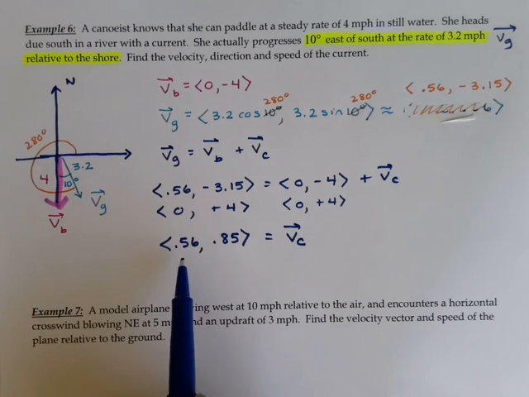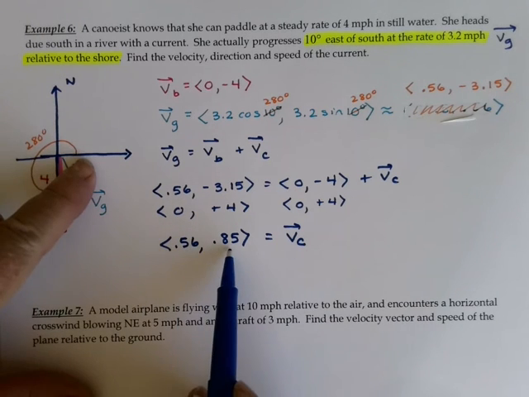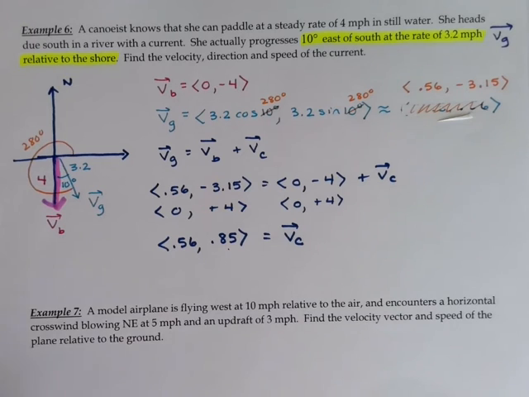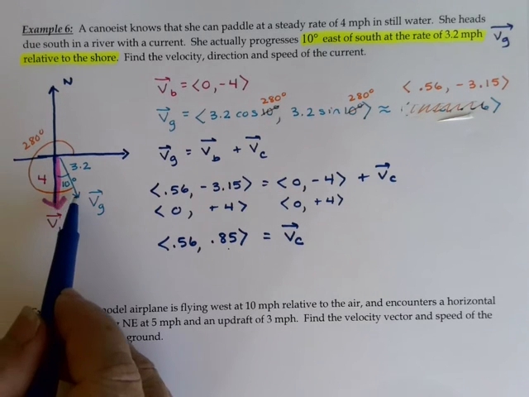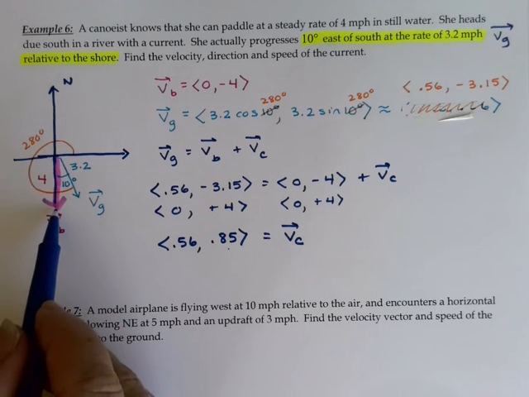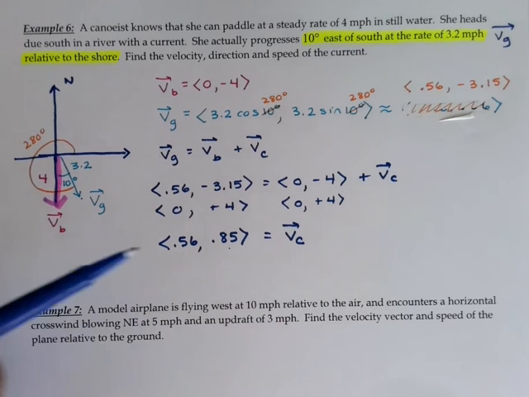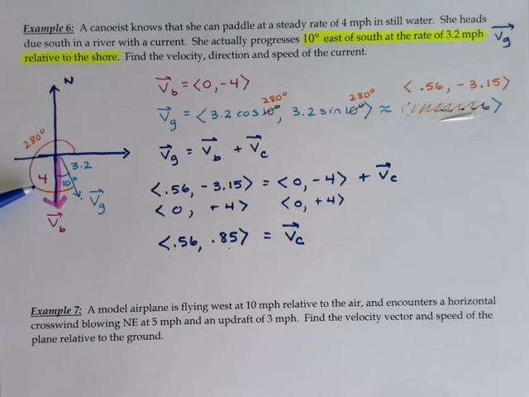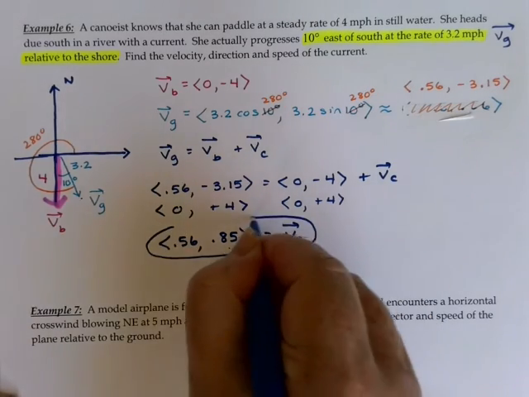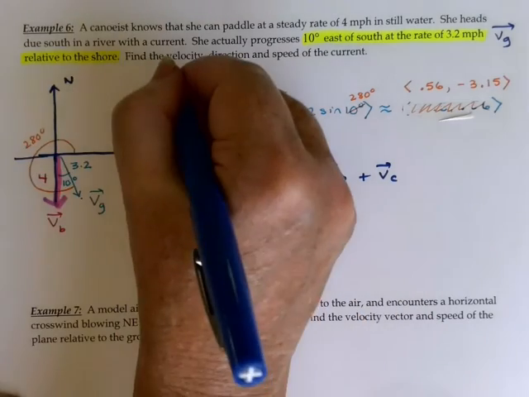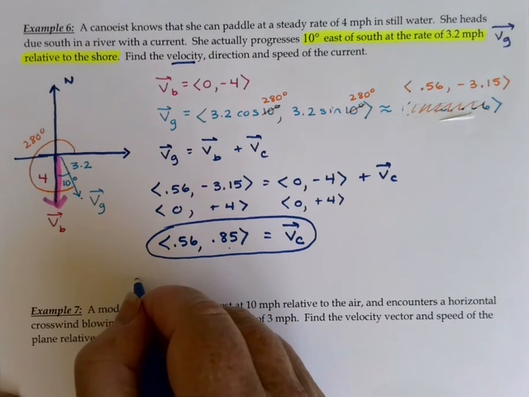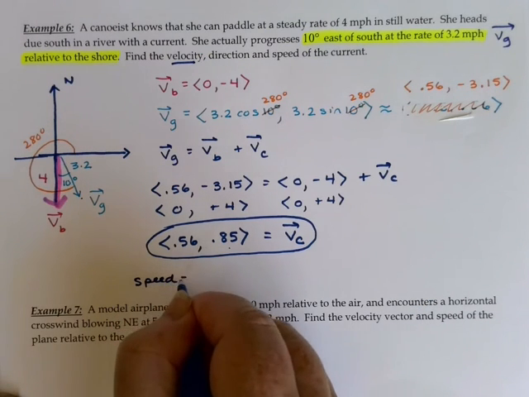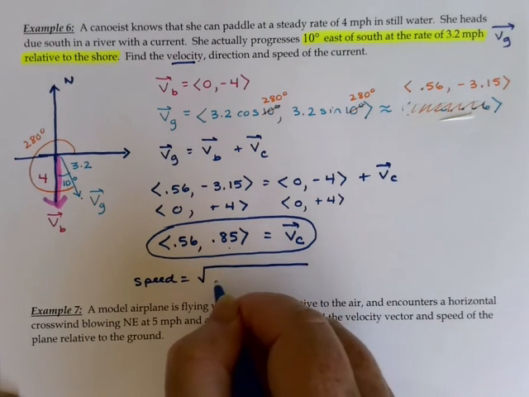So notice the velocity of the current is slightly to the east and slightly north. That makes sense, right? She's got to be blowing or being pushed slightly east. She was trying to go south, and she ended up east of that. And the fact that it's going slightly north is what slowed her down. She was trying to go 4 miles per hour, but she actually only progressed 3.2. So that seems reasonable for the velocity of the current. To take care of velocity, once again, we'll do a speed and direction. Speed, just the magnitude of that velocity vector.